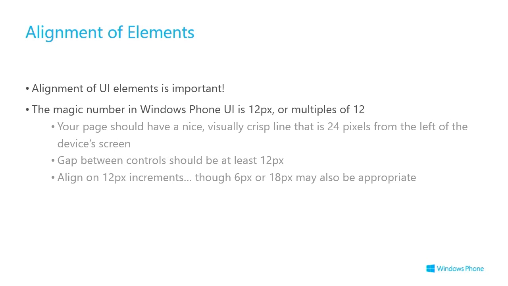Alignment also is crucially important. Definitely. So we actually have some problems at the moment. The magic number in Windows Phone UI is 12 pixels, or multiples of 12. This is all described in the design guidelines, but your page should have a nice visually crisp line, 24 pixels from the left. And then when you're laying out controls on your screen, the gap between controls should be at least 12. And you should align on 12 pixel increments. A few cases where 6 might be acceptable, or 18.